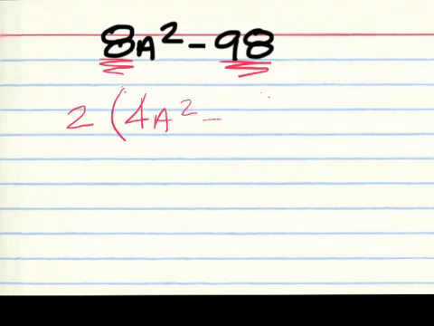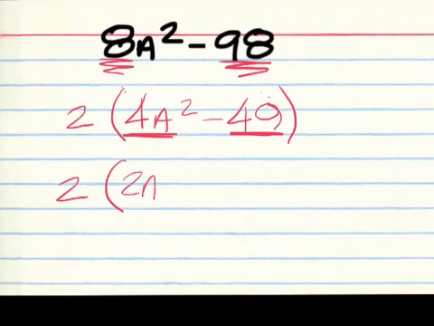Perfect square, perfect square. Square root of 4a squared is 2a. And then we'll have plus 7, that's the square root of 49, and then 2a minus 7.